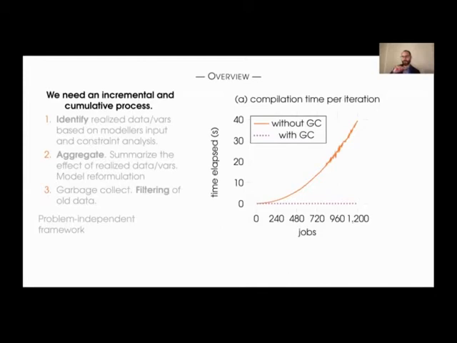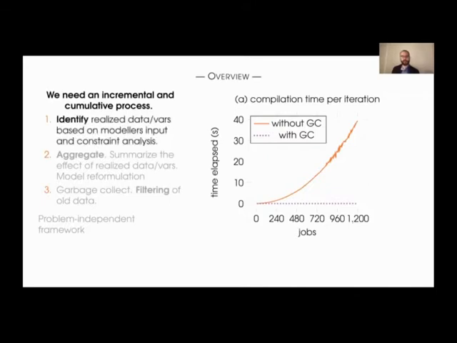So in another paper, we saw that when we modeled these online problems, if we didn't have any garbage collection at all, the compilation time skyrocketed after a while. But if we had a really simple garbage collection mechanism that was specific to that problem, then we got really good improvement there. So we want to do this problem independently.